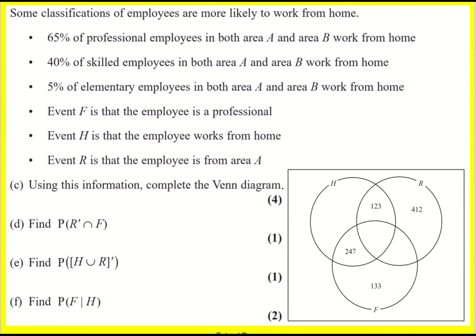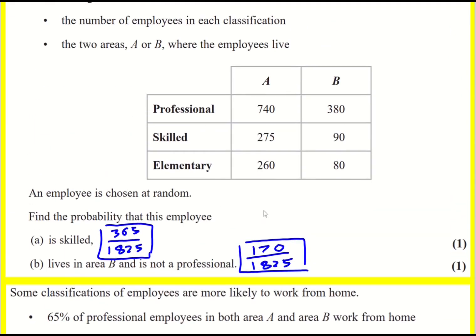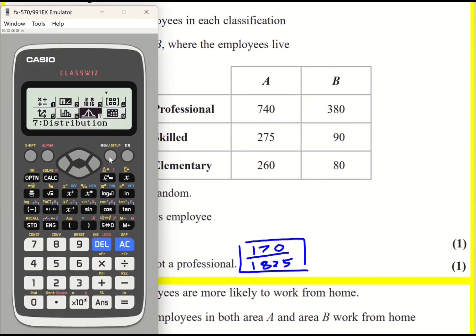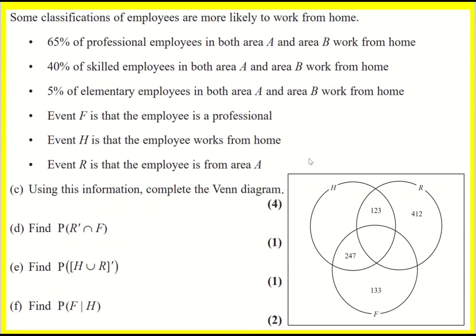Now, some classifications of employees are more likely to work from home, and we're given a lot of information here, and we're asked to fill out the Venn diagram. So let's get to it. 65% of professional employees in both area A and B work from home. So we've got 740 from A, and we can find 65% of that, which is 481. Now we've just got to get our head around this Venn diagram.